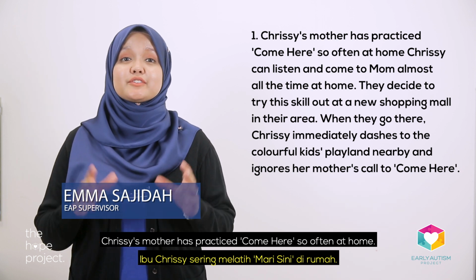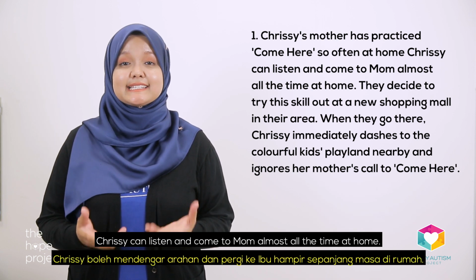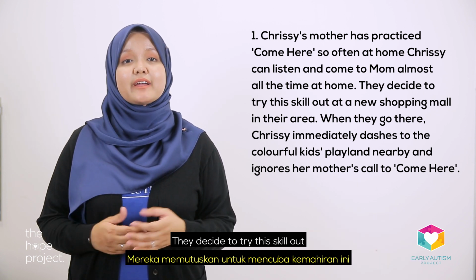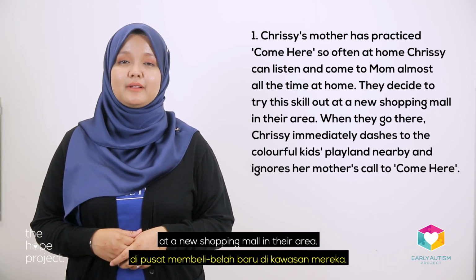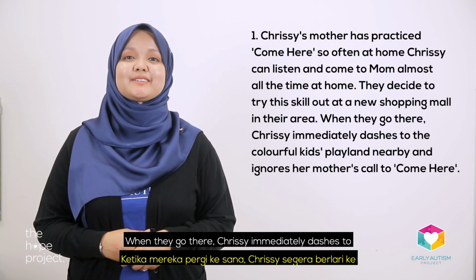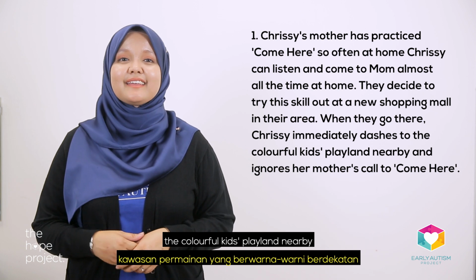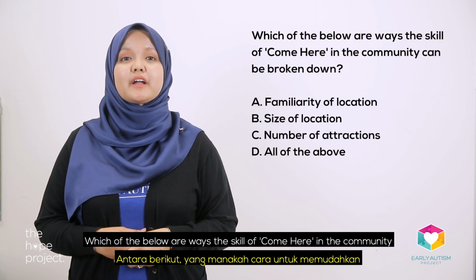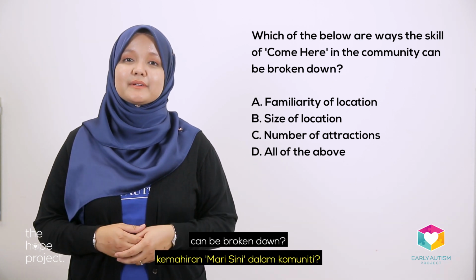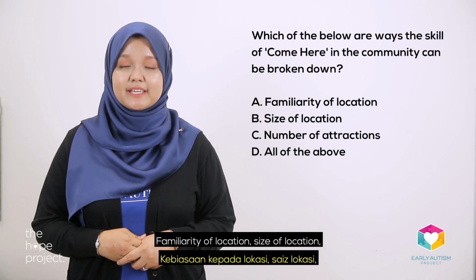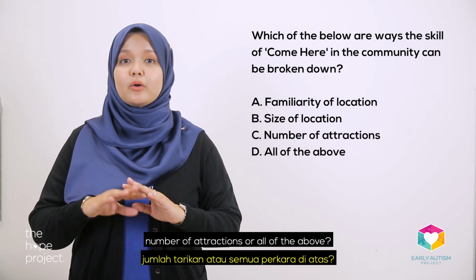Pop quiz. Chrissy's mother has practiced come here so often at home, Chrissy can listen and come to mom almost all the time at home. They decide to try this skill out at a new shopping mall in their area. When they go there, Chrissy immediately dashes to the colorful kids' playland nearby and ignores her mother's call to come here. Which of the below are ways the skill of come here in the community can be broken down? Familiarity of location, size of location, number of attractions, or all of the above?